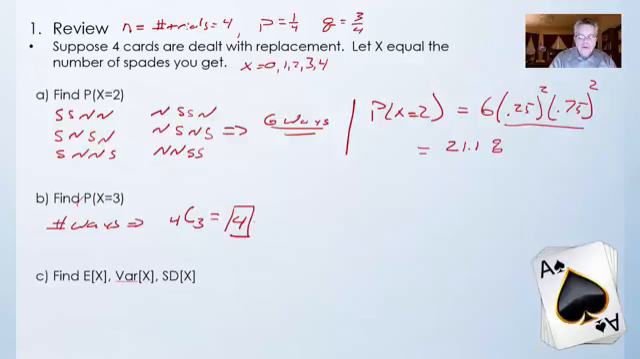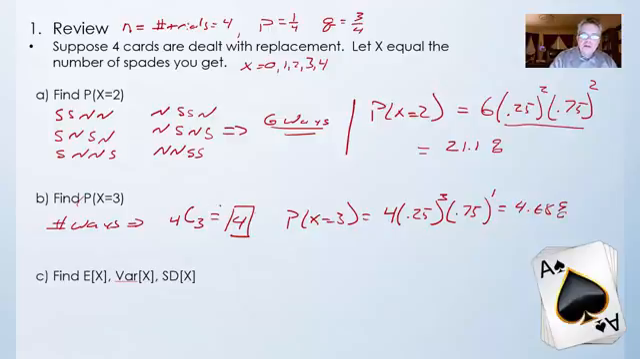Okay, so here we go. The probability that x equals 3 is going to equal 4 ways it can happen, times the probability of getting 3 spades, 0.25 cubed, times 0.75 to the first. If you do this, you get about 4.68%. This is the way we did the jury problem the other day. We multiplied the number of ways something could happen times the probability of each one. All right, then we always want to know the expected value, variance, and standard deviation.